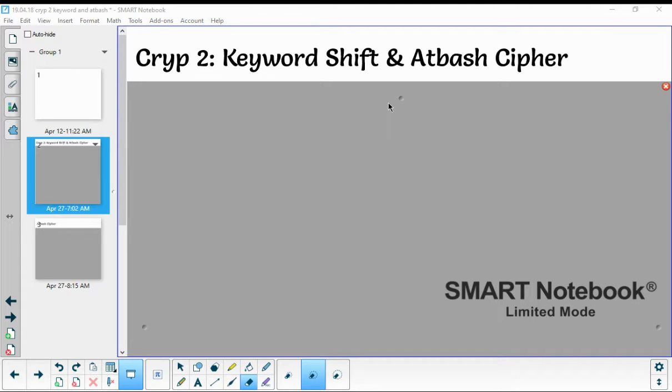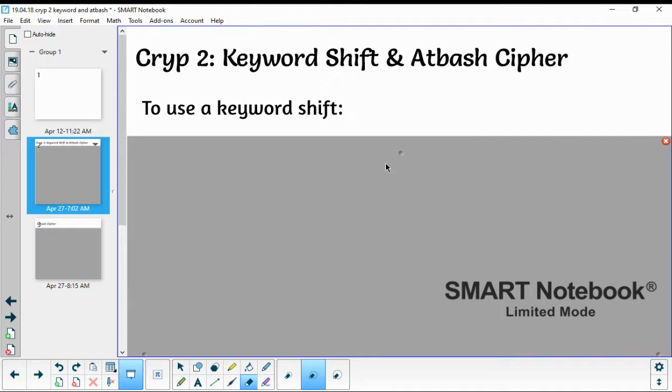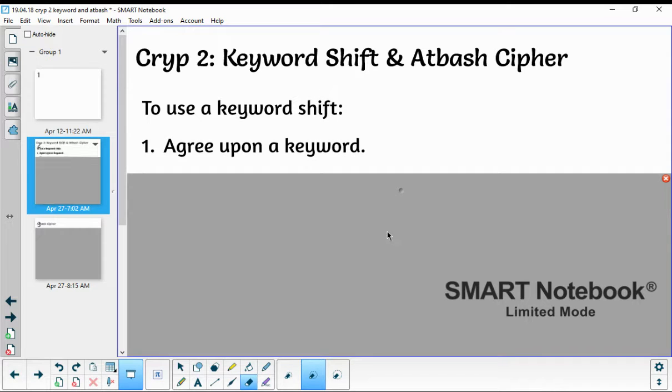You can take notes on this if you want, of course, but since you have this video, you can go back and rewatch it if you need to. I don't think it's terribly difficult to remember. To use a keyword shift, these are your steps. The first thing that has to happen is that the sender and the receiver have to agree upon a keyword.